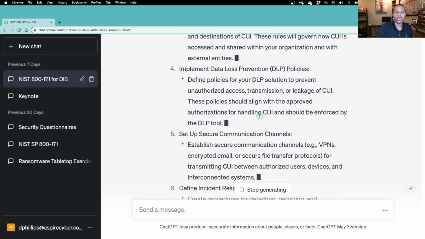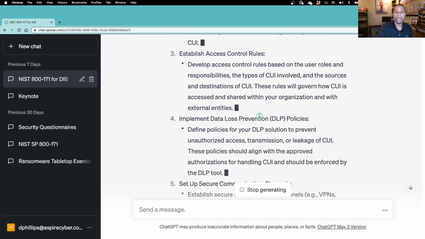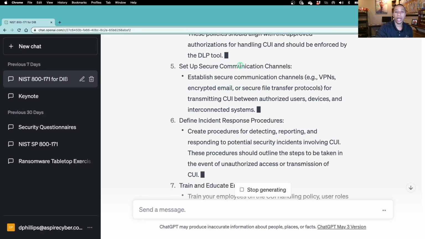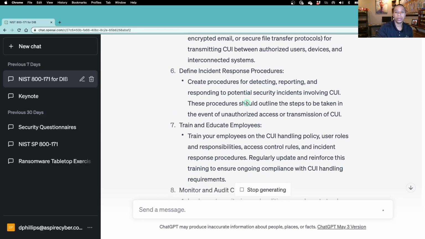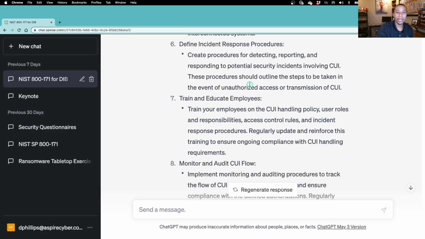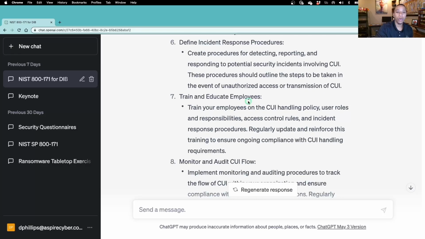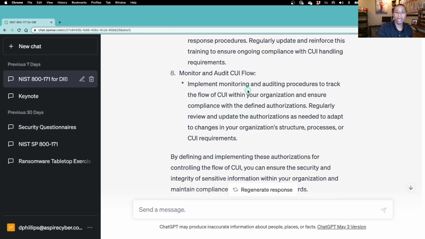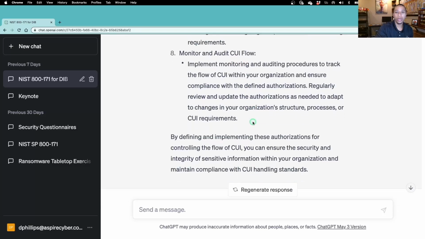Establish those access control rules. If we're using DLP, we need to define those DLP policies. What are the secure channels we're using to transmit and receive that CUI? All right, incident response procedures. You definitely want to be prepared for an incident. And how are you going to respond? How's your incident response team going to kick into action to contain that incident and minimize the impact? Prevent it from becoming a disaster. Always have to train our employees and monitor the flow of CUI.